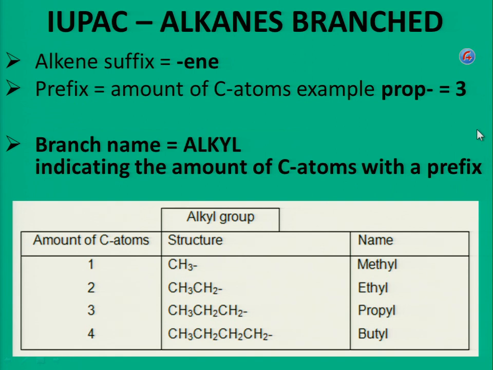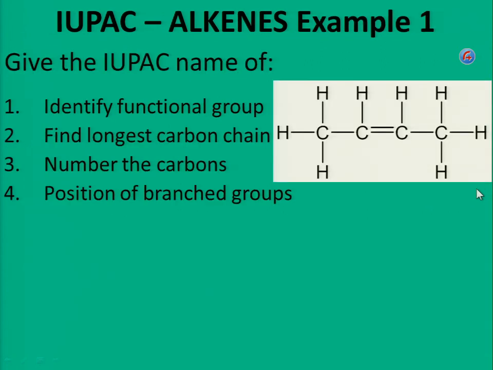IUPAC names for alkenes. Alkenes get the suffix "ene" at the end. The prefix stays the same and the alkyl groups stay the same as for alkanes. Alkenes, example 1. The steps also remain the same.